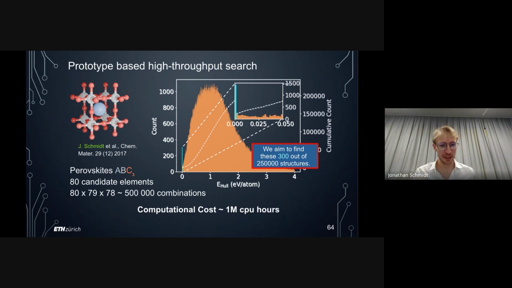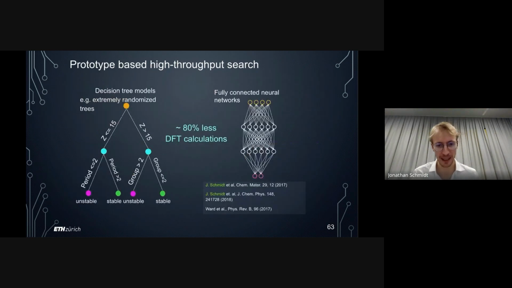So we really only want to calculate these 300 structures instead of 250,000. So we can actually research and find a lot of new materials. And so we want to avoid the rest of the 249,000 calculations. Now, a few years ago, I think this was my bachelor thesis, we had these super basic models where you could put in information about one prototype, about the composition. And already, with this scikit-learn approach, you could reduce the number of calculations by around 80%.